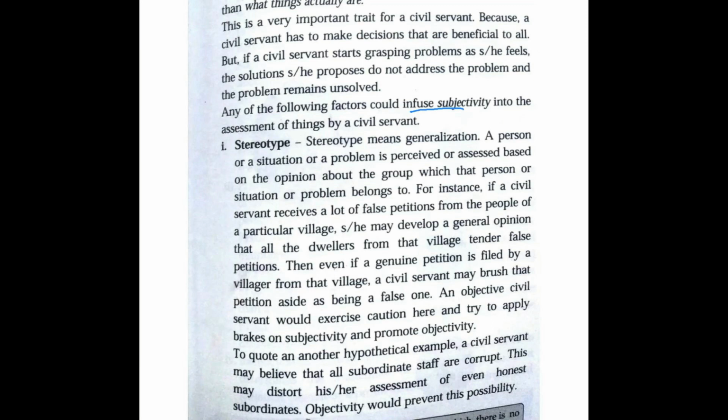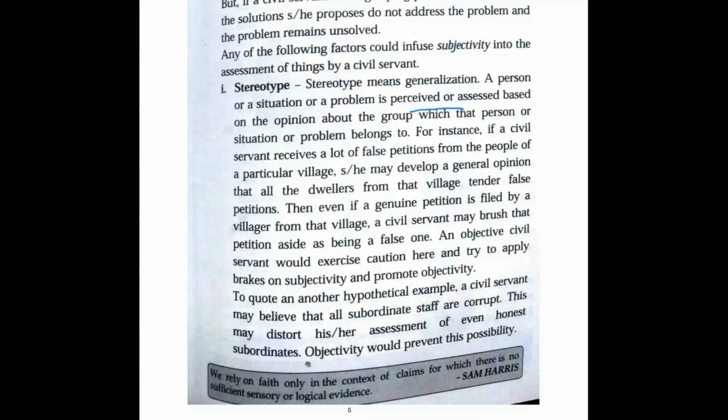To quote another hypothetical example, a civil servant may believe that all subordinate staff are corrupt. This may distort his assessment of even honest subordinates. Suppose you have this thinking कि you have heard from somewhere, you don't know, कि हाँ उस department में everybody are corrupt, so maybe there will be one honest, maybe, right? So because of this stereotype, this pre-notioned thinking, that guy may not come to the fore to the open and say it, right? Because you already have that thinking कि ये सब corrupt है यहाँ पे. So that should not be there.